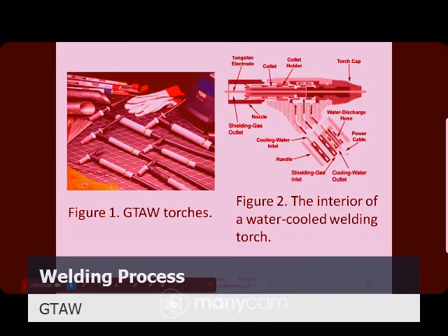The figure shows there is a cooling water inlet. The water enters the system and exits through the power cable, so it circulates in the system.